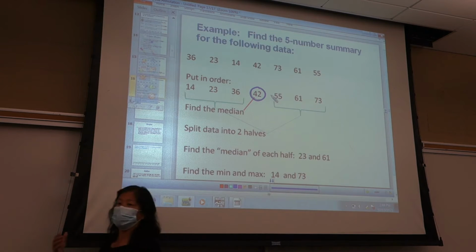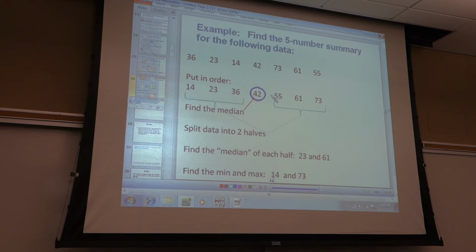And we find our median of the lower half. That's our Q1. And find the median of the upper half. Sorry, my upper half and my lower half. Our Q1 and our Q3. And then again, don't forget our min and our max.